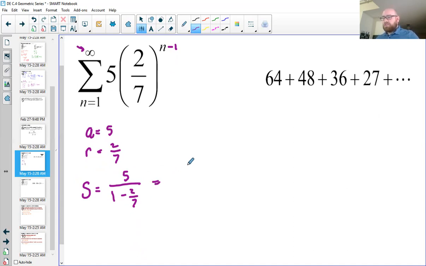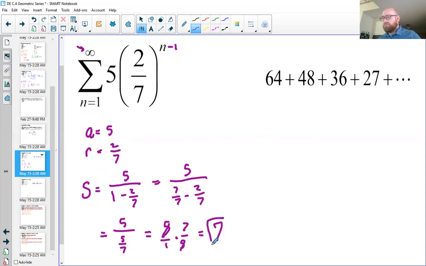We can rewrite this so that we have a common denominator inside our denominator. So 7/7 minus 2/7. 7/7 minus 2/7 is 5/7. And we can divide fractions by multiplying by the reciprocal. So we have 5/1 times 7/5. The 5's cancel, and what we're left with is 7. So if we add up an infinite number of terms, we only get 7. It never gets any bigger than 7, no matter how many more terms we add.